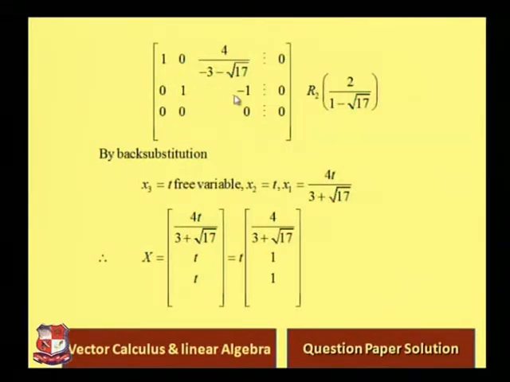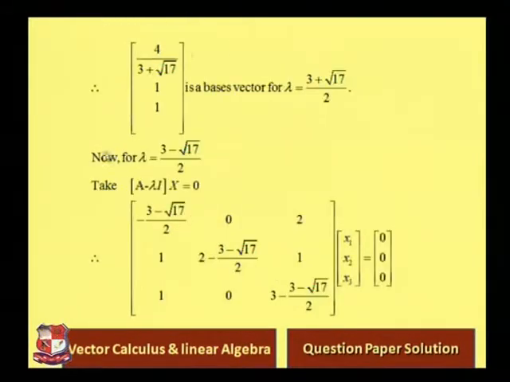Now from the second equation, by using back substitution, x2 equal to x3, and x3 is the parameter t. So x2 is t, and similarly we get x1 as 40 divided by 3 plus root 17 times t. Substitute in vector form, so x equal to this, where t is common. So this is our second eigenvector for the second eigenvalue.